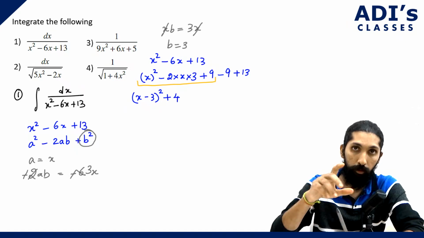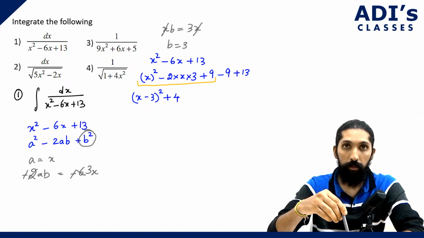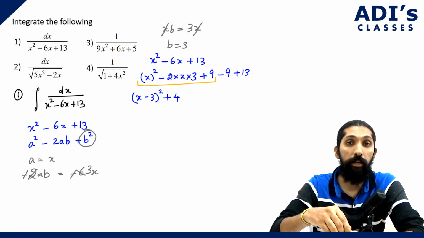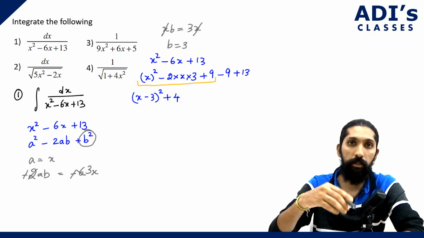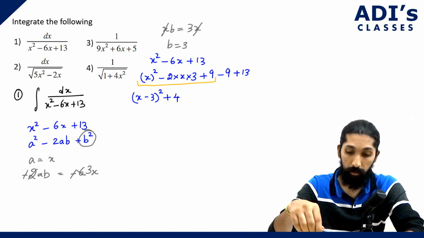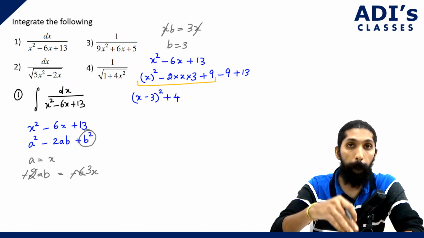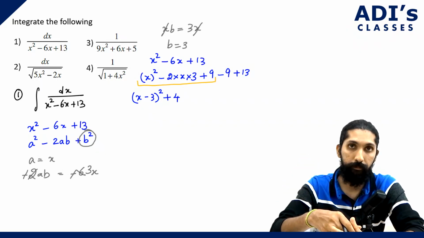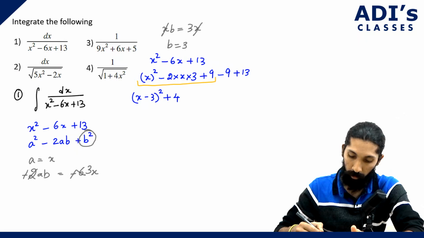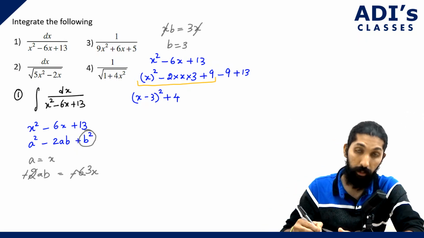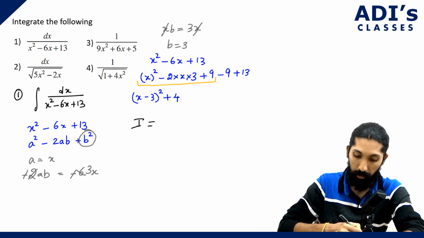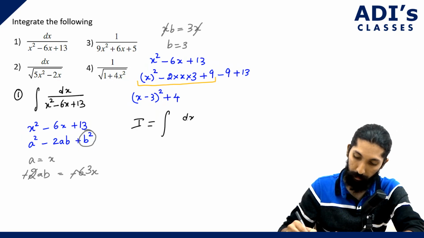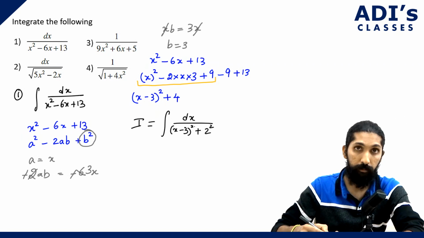Now this is one method of completing the square. There is one more method, where you take it as a by 2b and do it. That also we'll see later in the later problems. All right. So this method is what we call the comparing the coefficients method. Anyway, now the question changes to I is equal to integral dx by x minus 3 whole square plus 2 square. 4 is 2 square, correct?